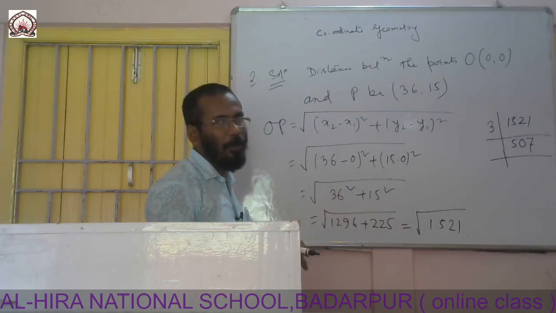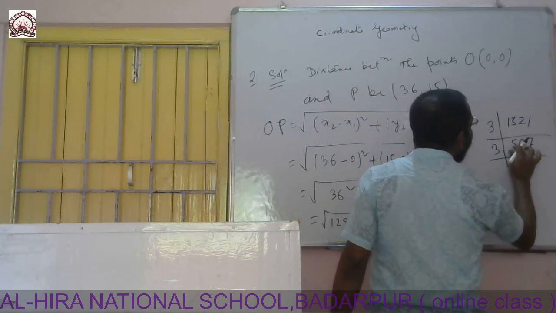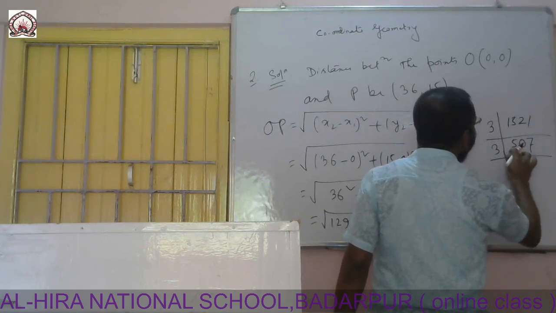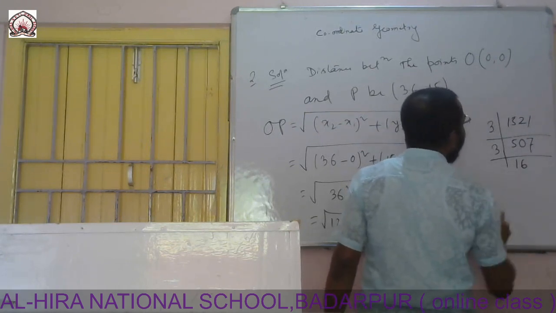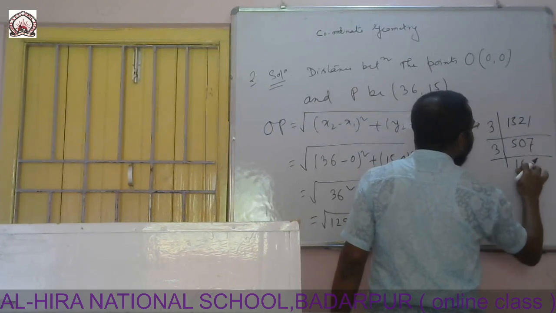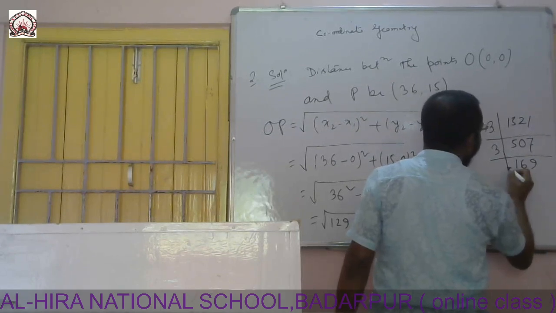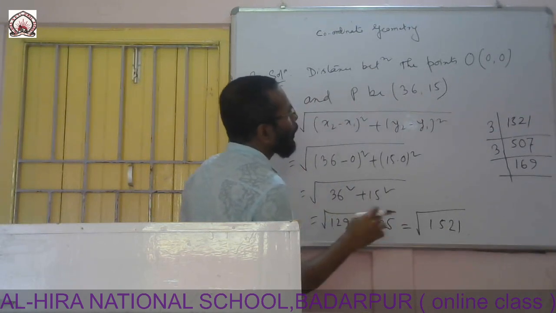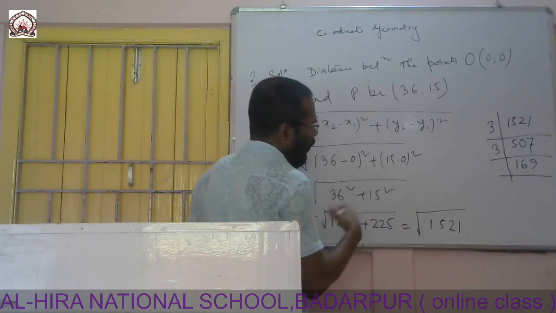Again 507, if we add the digits, it is 12. 12 is divisible by 3, so this number is also divisible by 3. Dividing 507 by 3 we get 169. Now 169 is not divisible by 3.